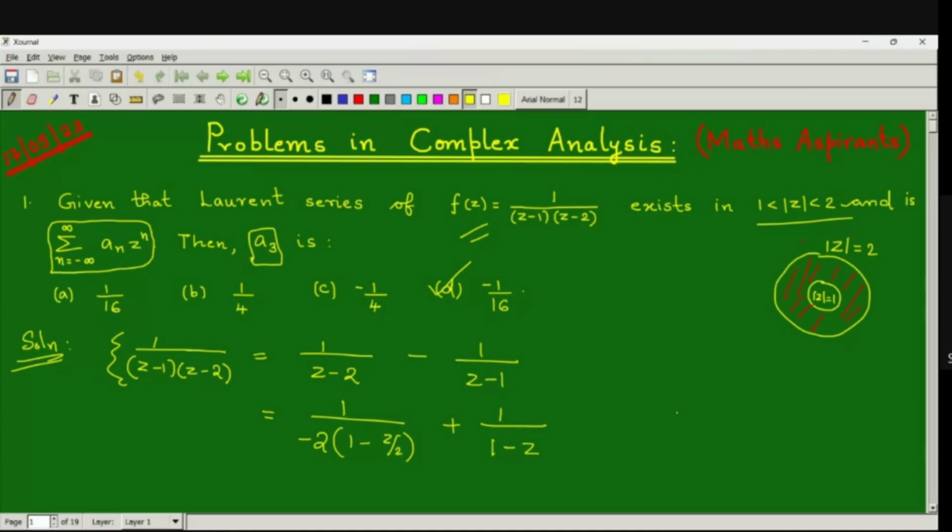But you have to think a little bit. Where does the Laurent series exist? The Laurent series does not exist on mod z less than 1, right? It exists on mod z less than 2 and mod z greater than 1. So to find a series expansion for this, what do we have to do? We have to get something of modulus less than 1, and 1 minus something of modulus less than 1. So what is the better option?